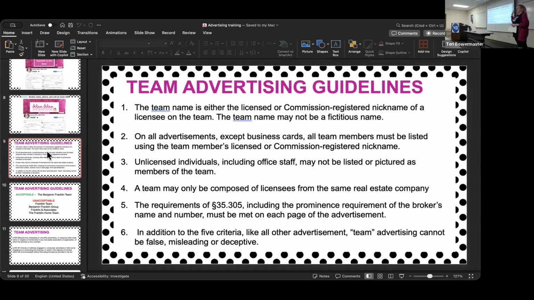Obviously, we're all going to be from the same company. All of the same advertising guidelines apply in terms of broker name, phone number, prominence, all of that. And the team advertising cannot be false, misleading, or deceptive. And when we say that, oh, you're welcome to take pictures of my slides. I saw someone doing it. You're welcome to do that. Please feel free.